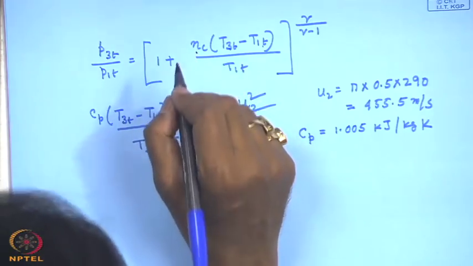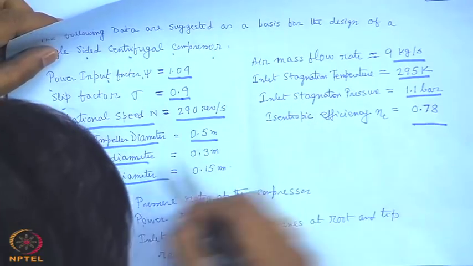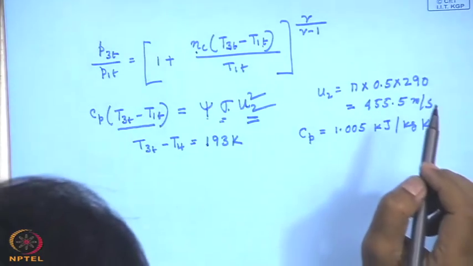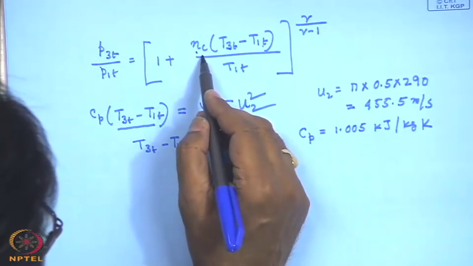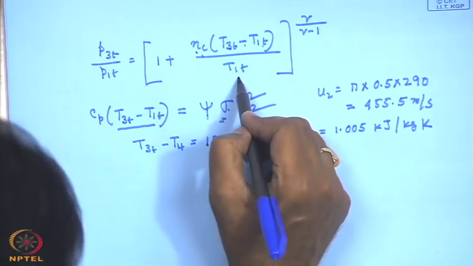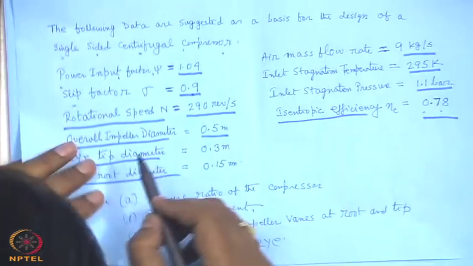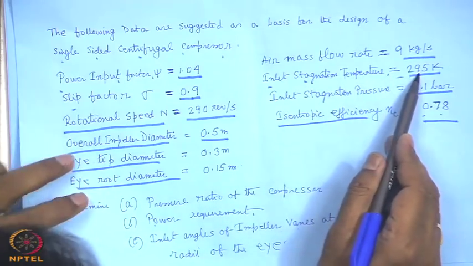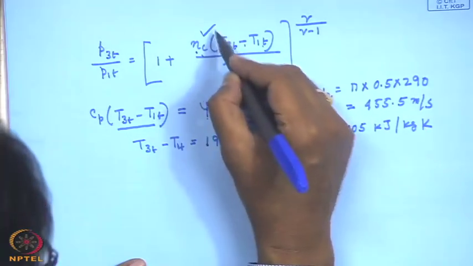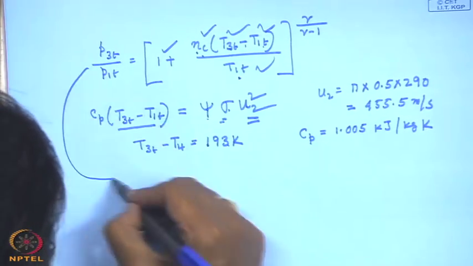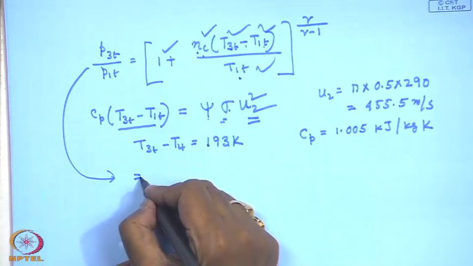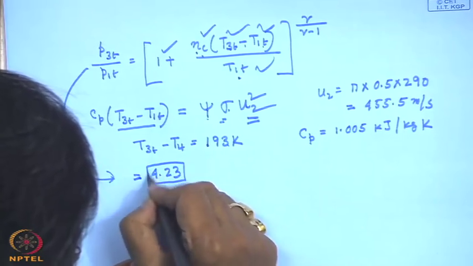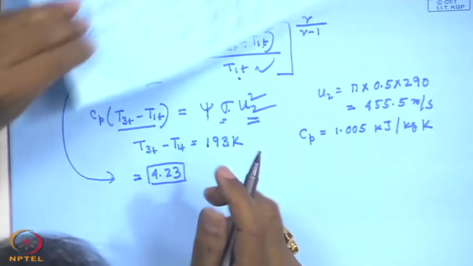So you can use that value of Cp and get T3T minus T1T. Eta C is given: overall isentropic efficiency 0.78. T1T, the inlet stagnation or total temperature, whatever you call it, is 295 K. So everything is known, and P3T by P1T equals 4.23. This you can check. So the pressure ratio of the compressor is found.